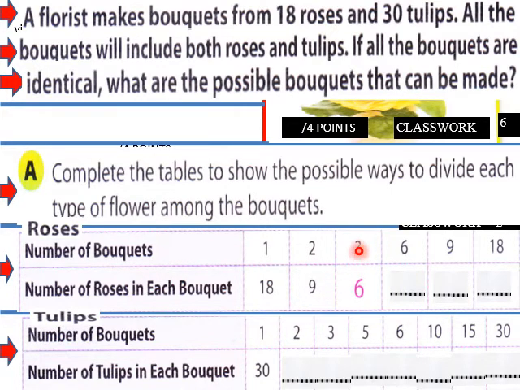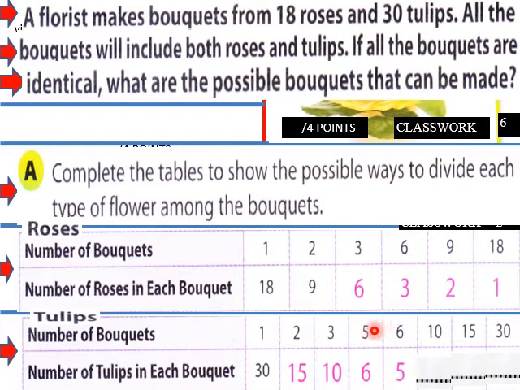So 3 bouquets of roses with 6 each. 6 bouquets with 3 each. 9 bouquets with 2 each. And then 18 bouquets with 1 rose in each bouquet. And then for tulips, we have 1 of 30, 2 of 15, 3 of 10, 5 of 6. And then 6 bouquets of tulips with 5 tulips. 10 bouquets with 3 tulips. 15 bouquets with 2 tulips. And then 30 bouquets with 1 tulip.